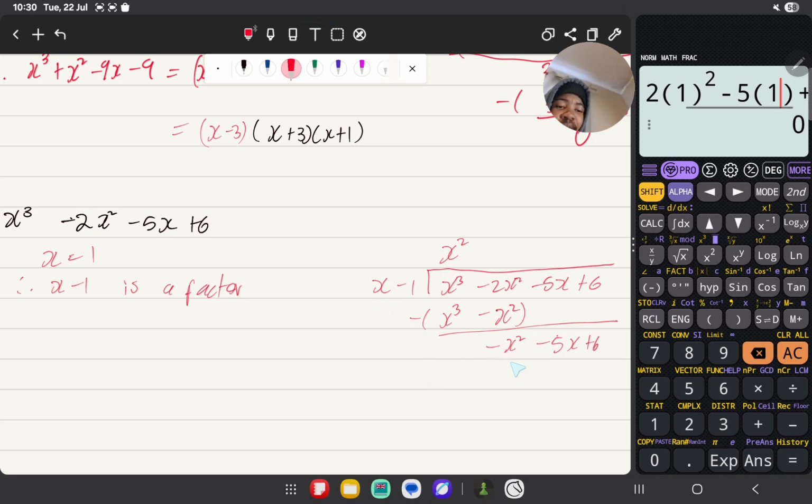Let's go, this divided by that is minus x. I multiply minus x by x minus 1, that gives minus x squared plus x. Then the subtraction, that is 0 here, and then minus 5x minus x is minus 6x. I bring down the rest, that is 6.